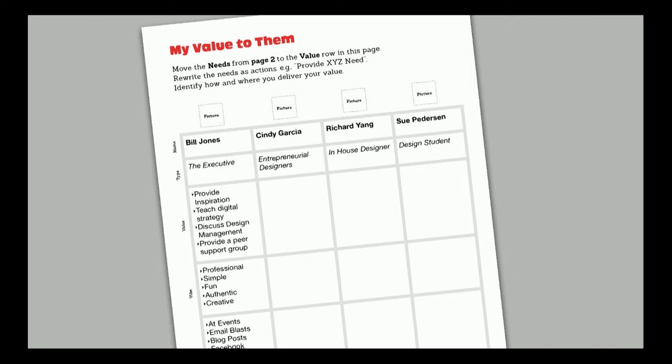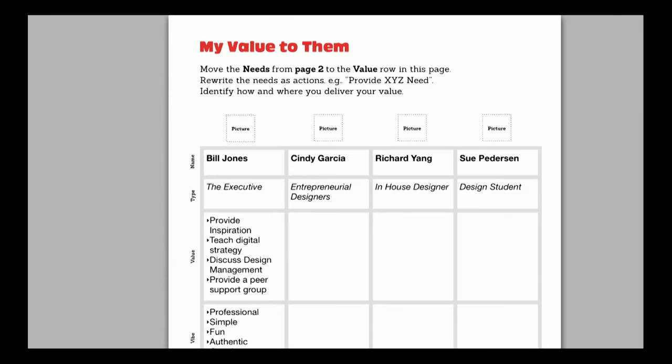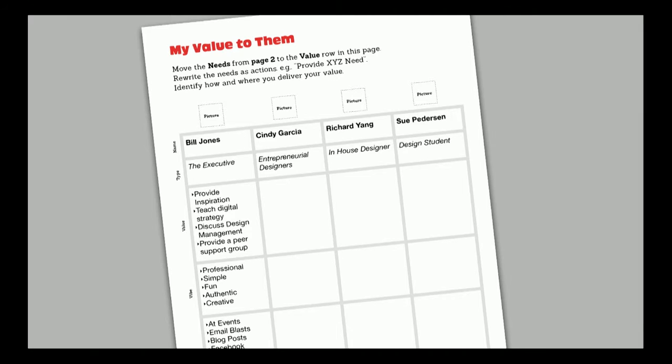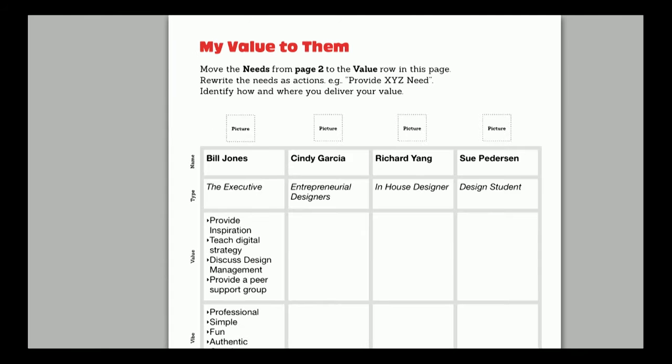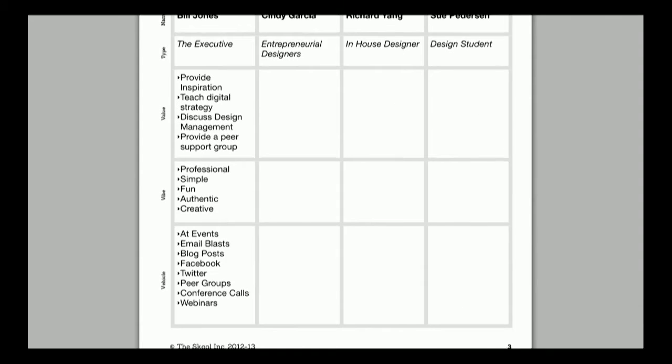Whatever the needs are that help them meet their goals, what your value that you're providing is that. So if somebody needs a website, really, they don't need a website. They have a goal of marketing their product, of generating online sales. It's a means to an end. So you really need to identify that motivation. Then the vibe: professional, simple, fun, authentic, creative. And finally, here at the end, what are the vehicles under which you're going to actually deliver that? So after the vibe, the vehicles are things like events, email blasts, blog posts, Facebook. Let's identify all the things that you're going to be using.